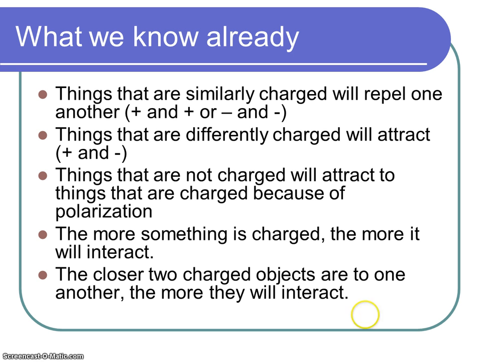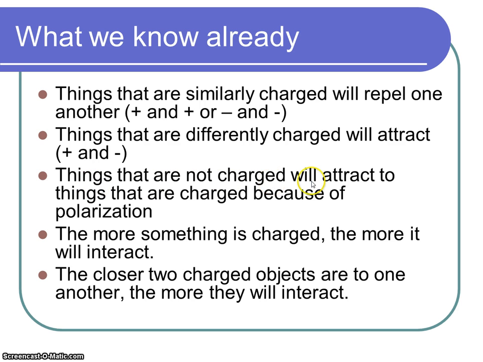So, we know that things that are similarly charged will repel one another. So if you have two objects that have an excess positive charge, they will repel one another, or if you have two objects that have an excess negative charge, they will also repel one another. We know that things that are differently charged will attract. And differently charged, we said if I have an object with an excess positive charge and an object with an excess negative charge, they will attract.